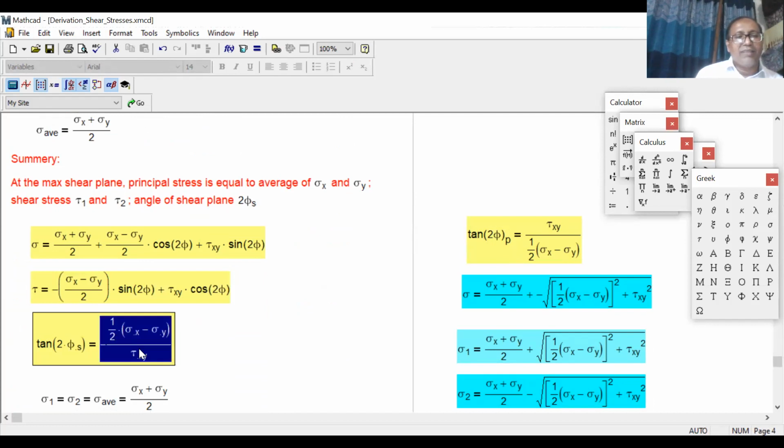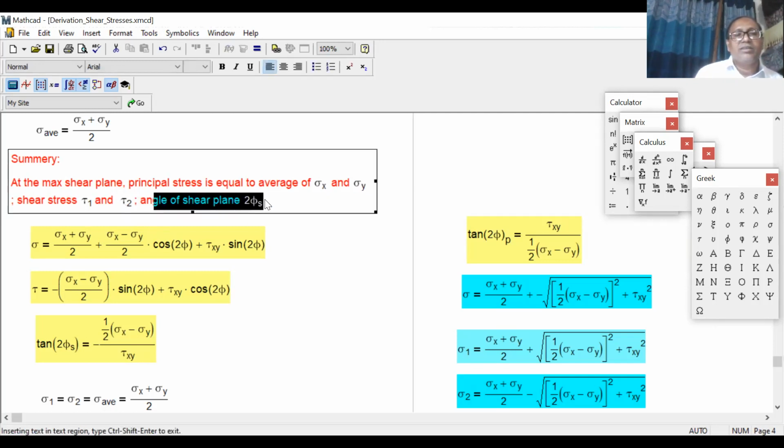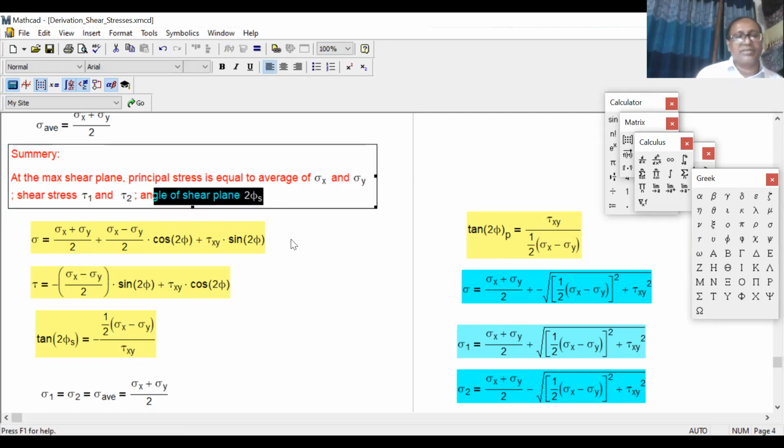And this is the angle for the shear plane. So it says at the maximum shear plane, the normal stress is equal to the average of sigma x, sigma y, the algebraic summation divided by 2. Shear stress tau 1 and tau 2 will remain. One will be maximum, the other one will be minimum. Now both will have the same sign. And the angle of the shear plane is 2 phi s.